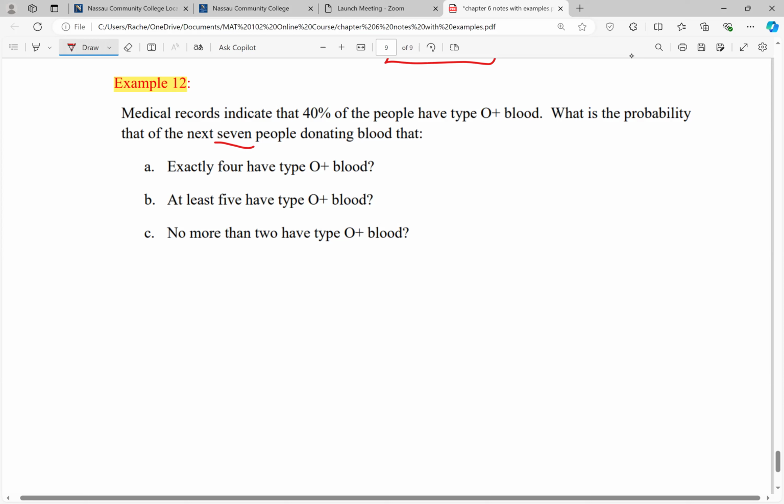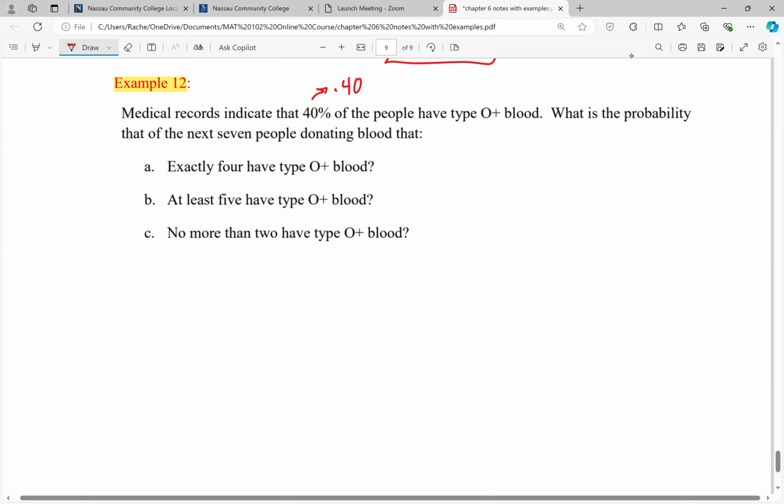And we're considering a success having O positive blood, and the probability of a success is 40% or 0.4, right? If I write 40% as a decimal, it's 0.4. So the probability that a person in general has O positive blood is 0.4, and that's the same for every single person. So this to me signifies a binomial experiment. It satisfies the 4 conditions. So now let's go to the question.